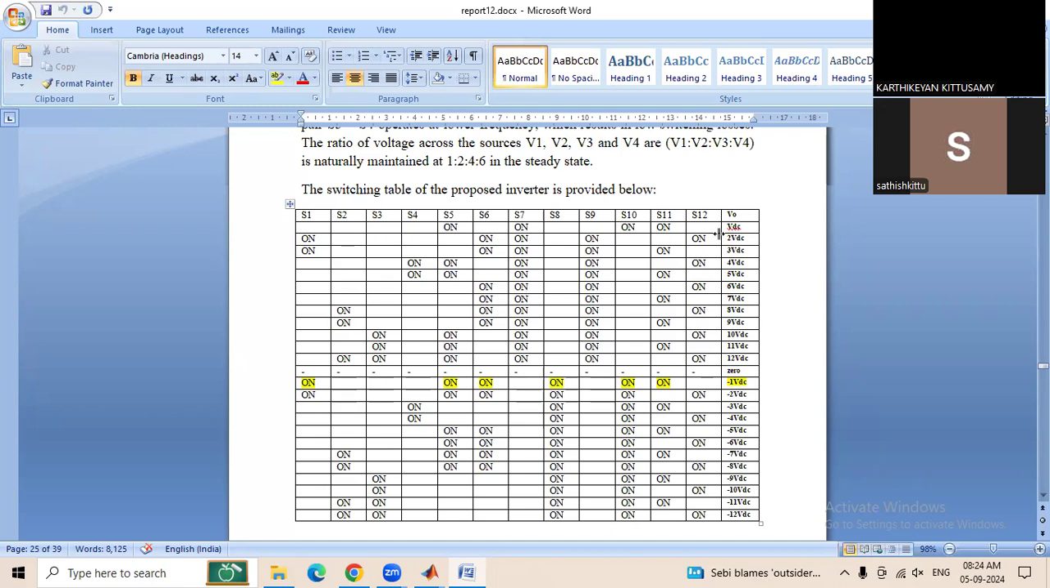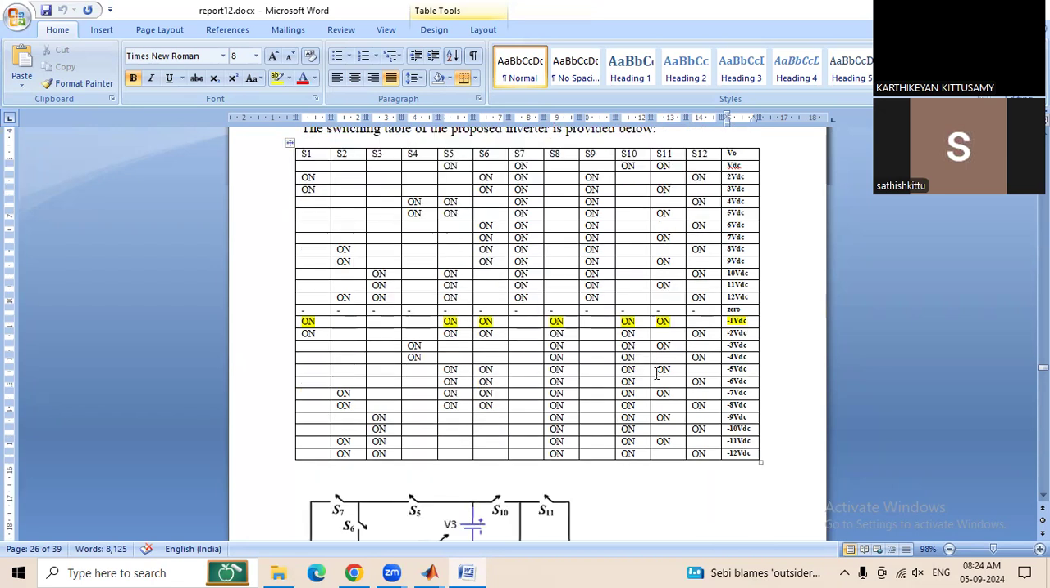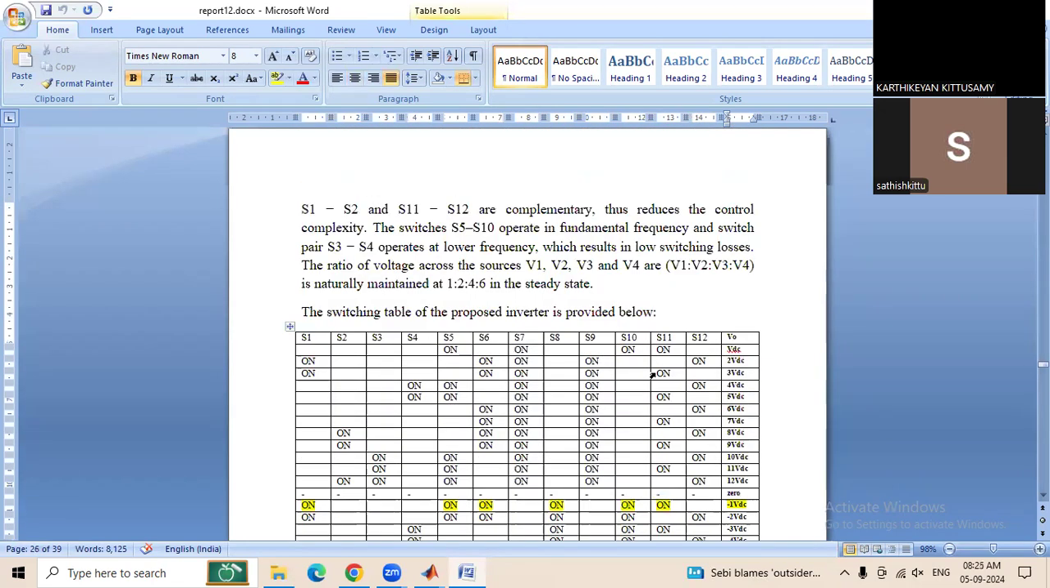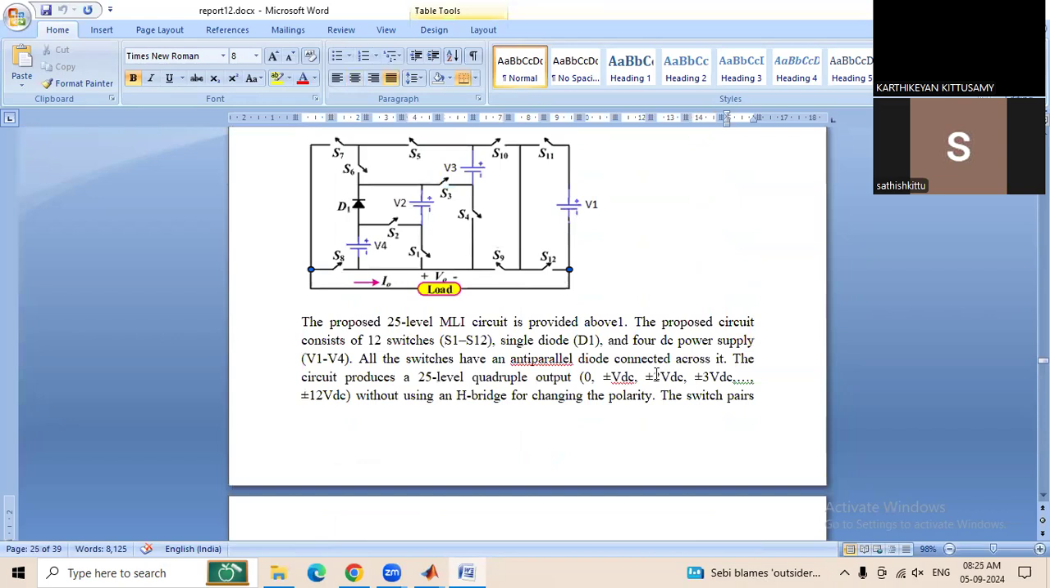Here, if you see, for the positive level, VDC to 12 VDC levels are there, and a 0 level. For the negative level, -1 VDC to -12 VDC. So positive 12 levels, negative 12 levels, and 0 level. Totally we will get 25 levels, with the help of 12 switches, only a single diode, and 4 DC supplies.